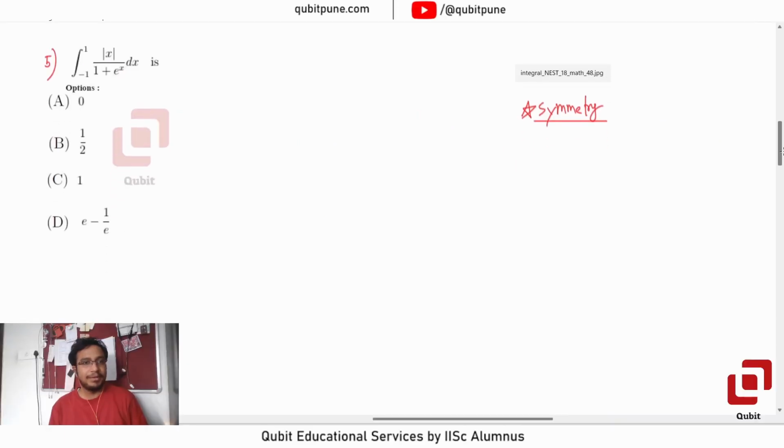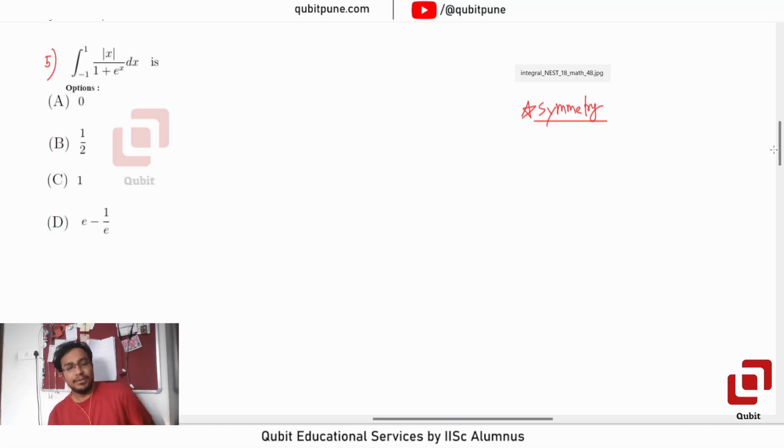Okay, question 5, from NEST 18, question 48. Integral from minus 1 to 1 of mod x upon 1 plus e raised to x dx. The options are 0, 1 upon 2, 1, e minus 1 upon e.